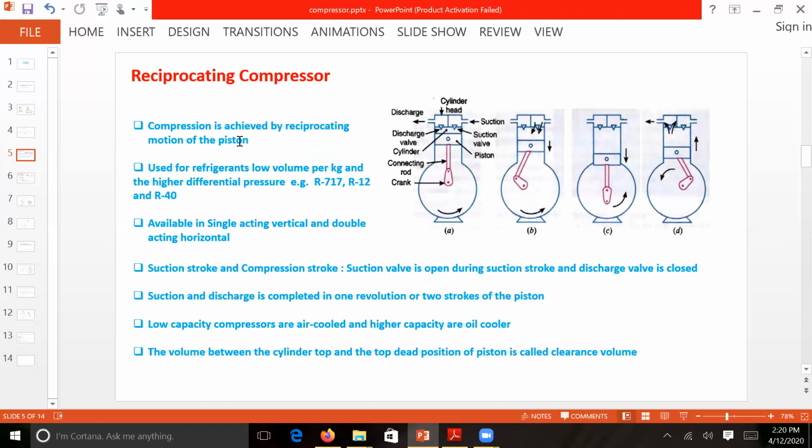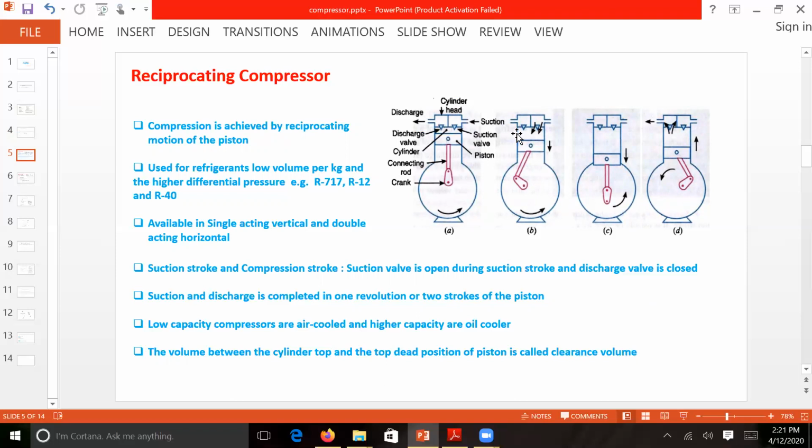Now I'll go into detail on the reciprocating compressor. As I already told you, a reciprocating compressor is similar to your IC engine. That is, it will have a cylinder and a piston. There is a connecting rod and a crankshaft. Once the crankshaft is rotated by the prime mover at a certain speed, the piston will move upward and downward.